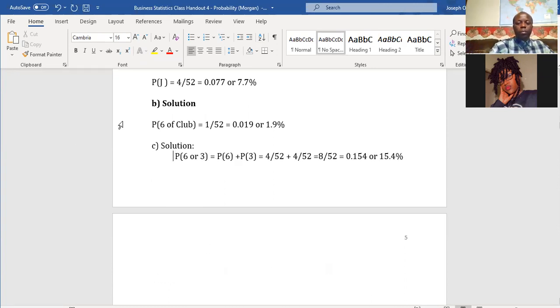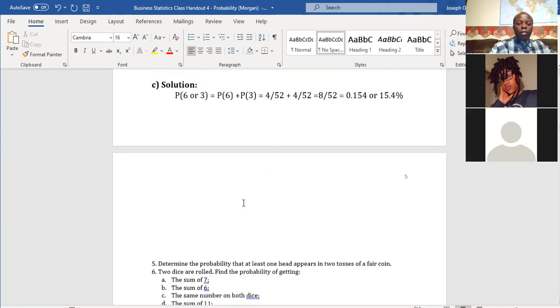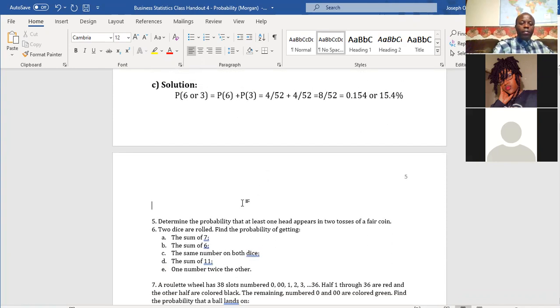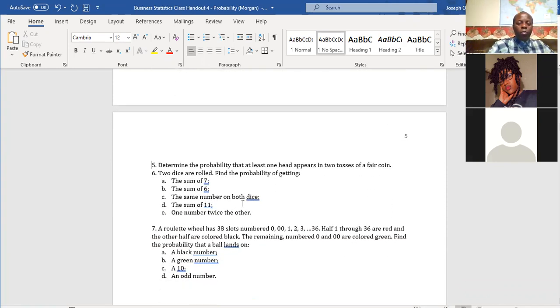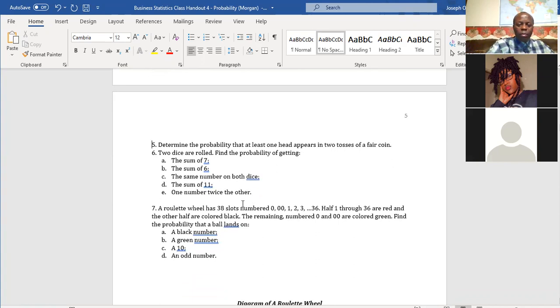See, 15.4%. If you have any question, is there any question on this? No questions. Oh, very good. So that means we are having fun. Let's try one more on classical probability.